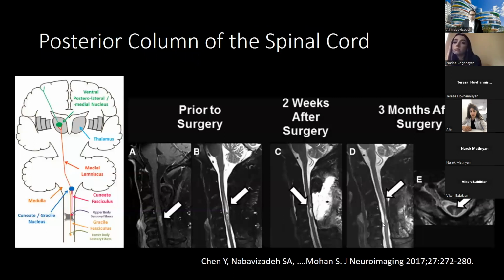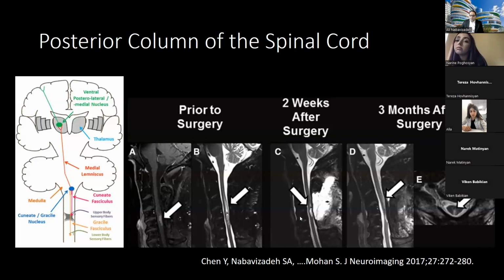And finally, we're going to move on to the posterior column of the cord when it gets involved by Wallerian degeneration. You know that we have the posterior column of the cord, which are the cuneate and gracile fasciculi that travel from the posterior column and eventually become the medial lemniscus, go to the thalamus and eventually into the sensory cortex. What happens during a surgery like this is that a patient has a cord tumor with enhancement, T2 signal, some edema, and the patient underwent resection of the tumor.